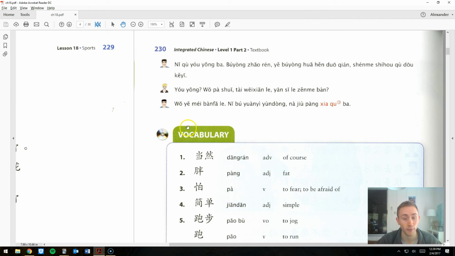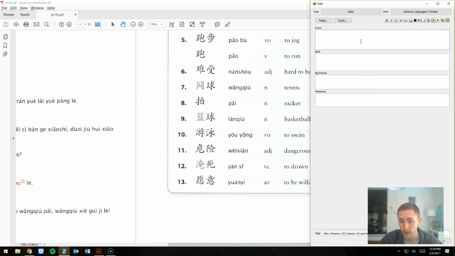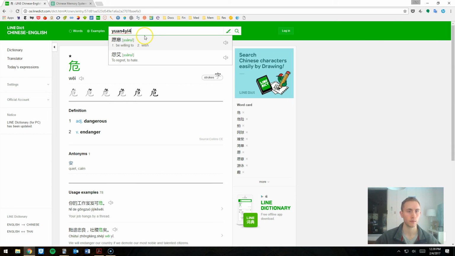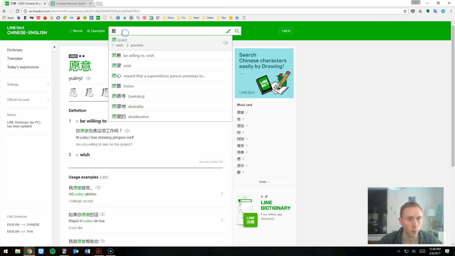Okay, so moving forward, almost done here. Okay, yuan means to be willing. That's also something that I do not know. To be willing. Let me go ahead and break this down here. To be willing to, wish, promise, meaning, expect. So yi is something I recognize as meaning or idea. Expect.